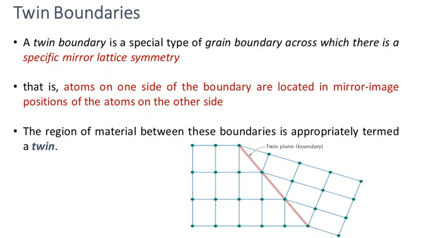So that particular plane on which this twinning phenomenon takes place is called the twin plane, which is also called the twin boundary. That specific plane which creates that lattice symmetry, we call a twin boundary, which is again considered as a defect.